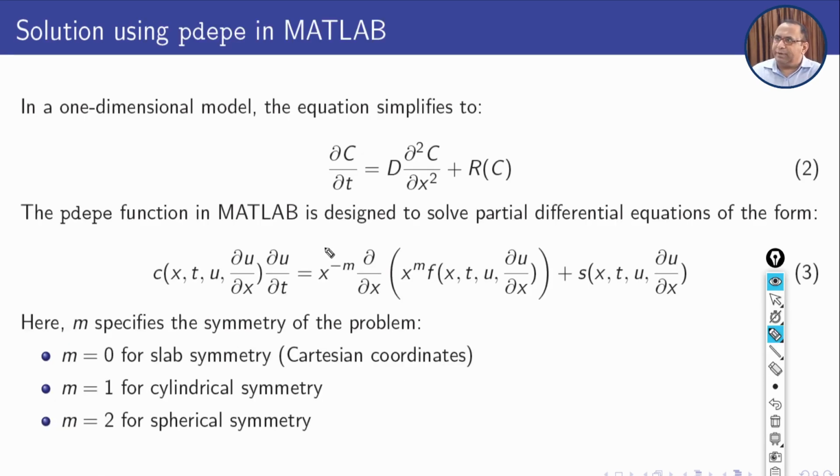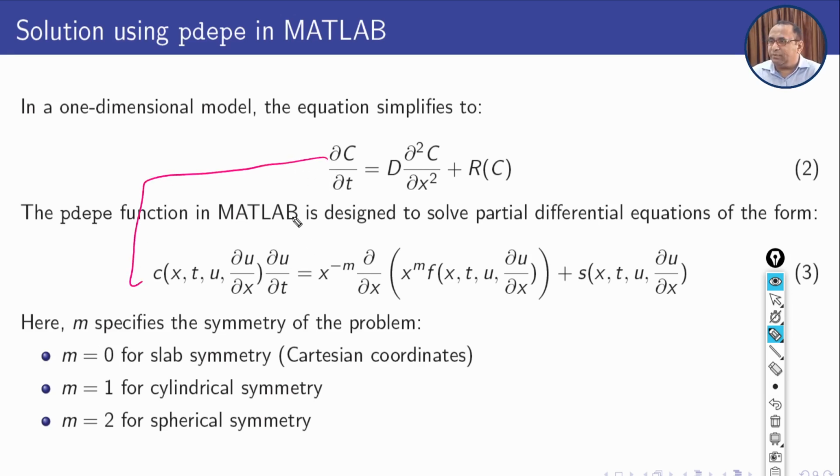The above equation can be reduced to a one-dimensional model. The equation simplifies to ∂C/∂t = D ∂²C/∂x² + R(C). The PDEPE function in MATLAB is designed to solve the partial differential equation, which is the most general equation, and we will compare these two equations.